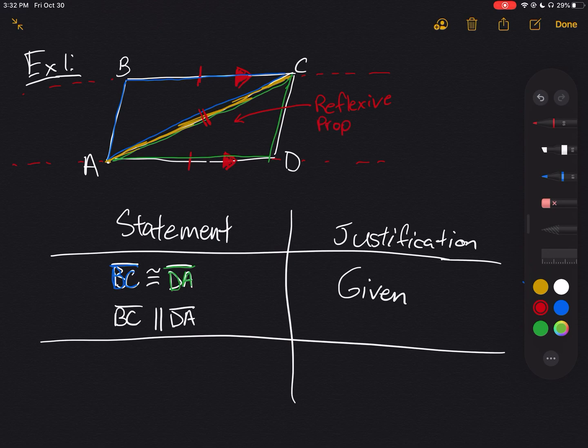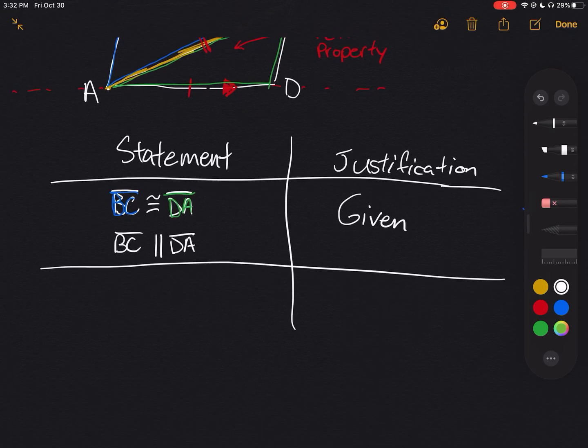Right? If I say that something is equal to itself, that's a reflexive property, specifically used when I say this line is equal or congruent to this other line. Right? So I can make the statement.